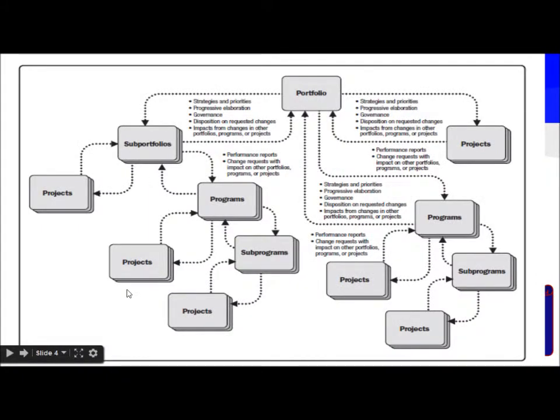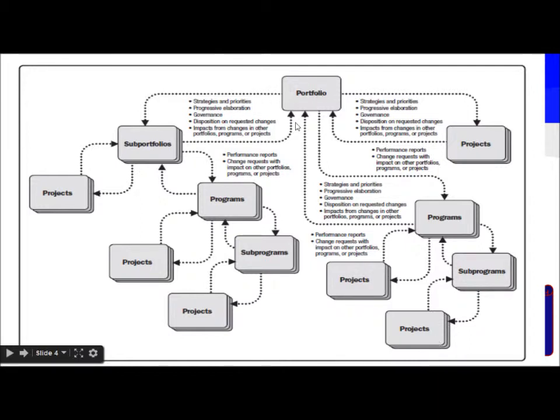This is a chart which will tell you how the portfolio, program, and projects interact with each other. The topmost is portfolio. A portfolio can be a project, can be a set of projects, can be a set of programs under which there will be a certain number of projects or other sub programs, and again sub programs will have projects.